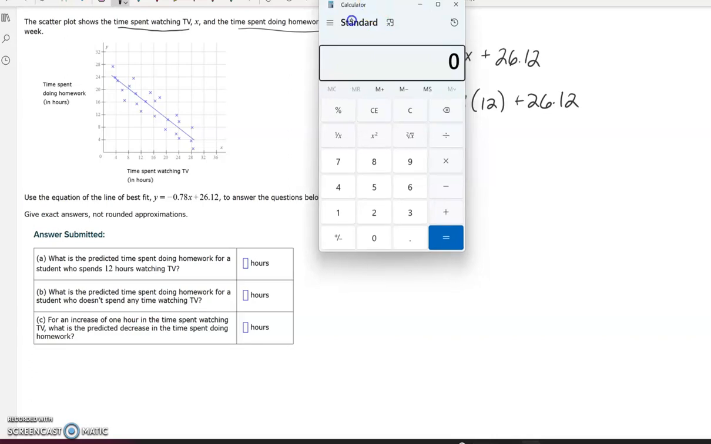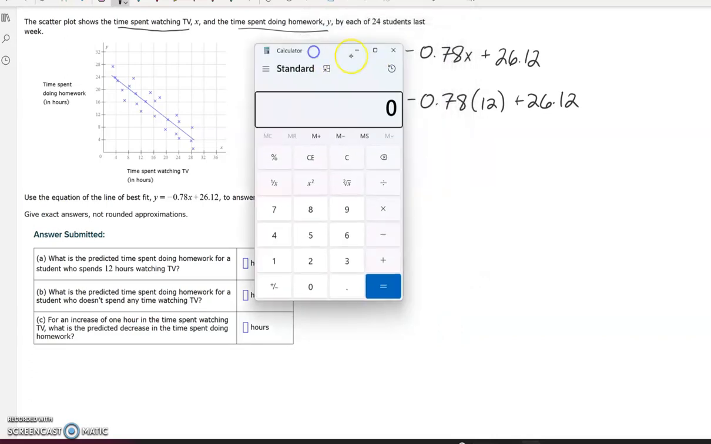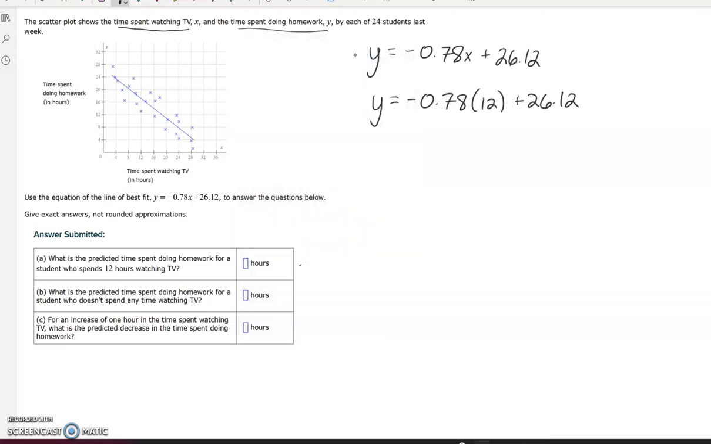I'm going to do this just on a basic calculator here. I have 0.78. It is negative. I'm multiplying it by 12 and then adding 26.12, which gives 16.76. What is the predicted time doing homework for a student who doesn't spend any time watching TV?